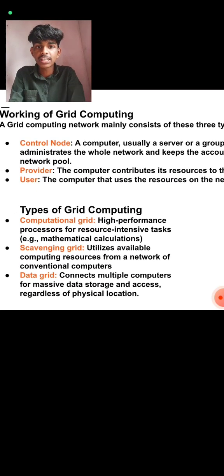There are mainly three types of grid computing. First, computational grid, then scavenging grid, then data grid. Computational grid: high performance processors for resource intensive tasks. Example, mathematical calculation. Scavenging grid utilizes available computing resources from a network of conventional computers. Data grid connects multiple computers for massive data storage and access regardless of physical location.